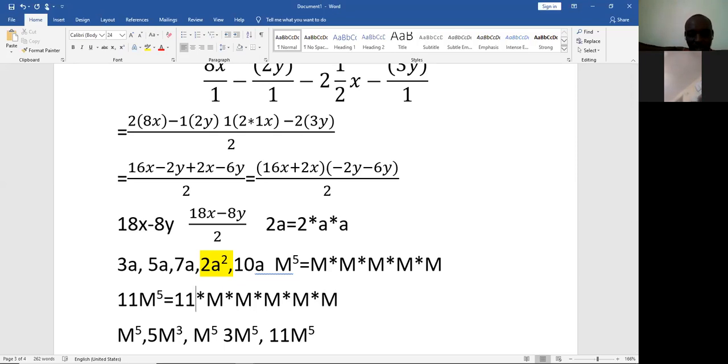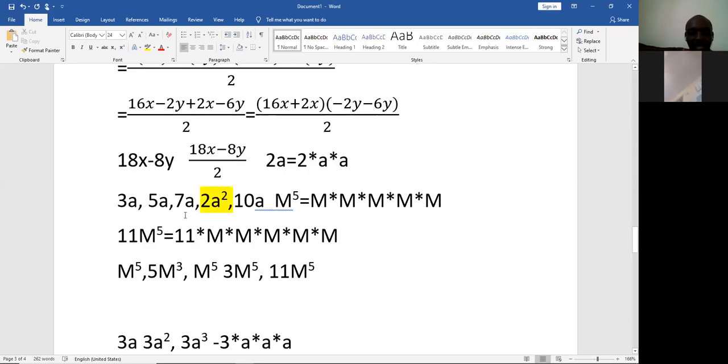So in that regard, this is the only unlike term. So that means 11m to the power 5, 3m to the power 5, m to the power 5 and m to the power 5, they are like terms. And if I was to add them together, this is what I would have gotten. So these are like terms.